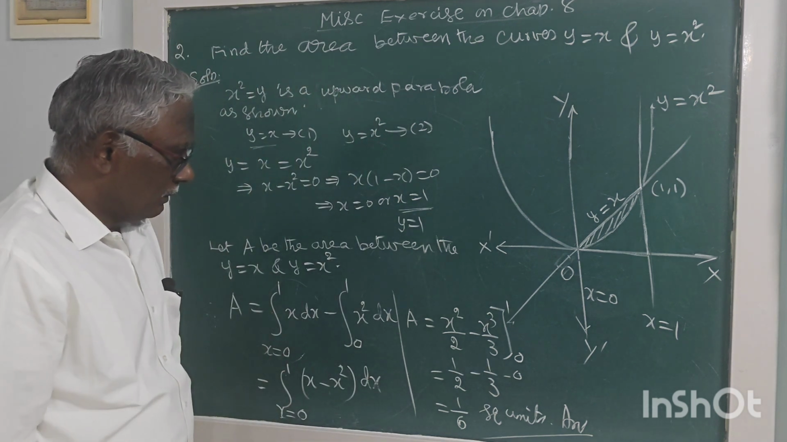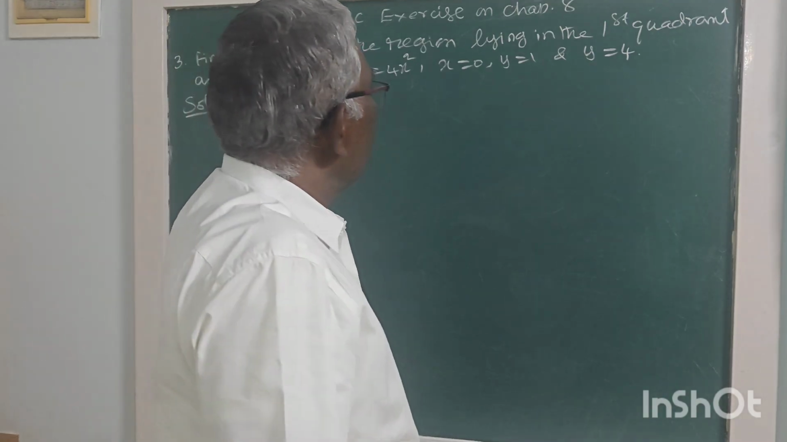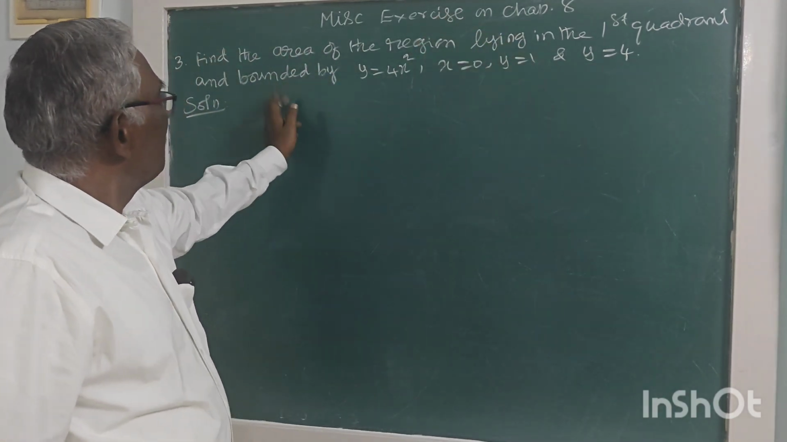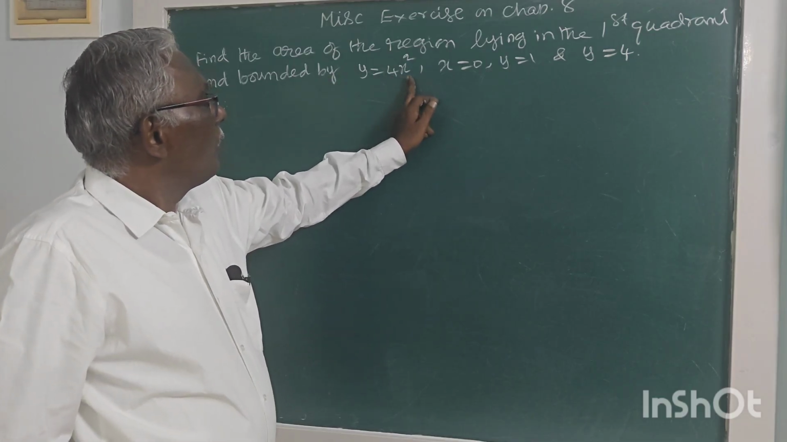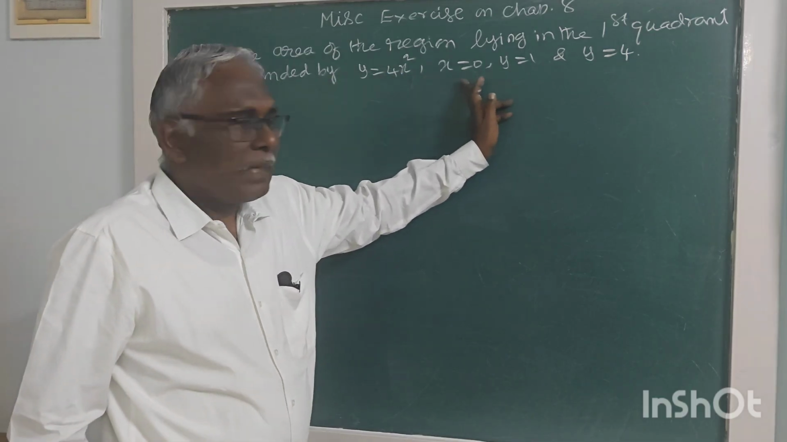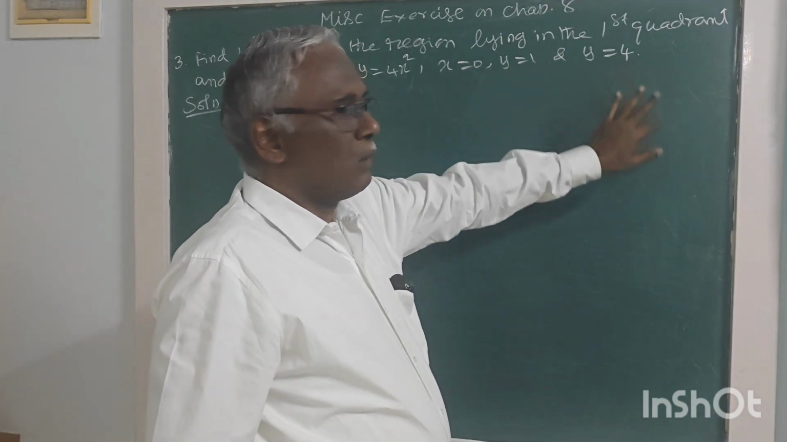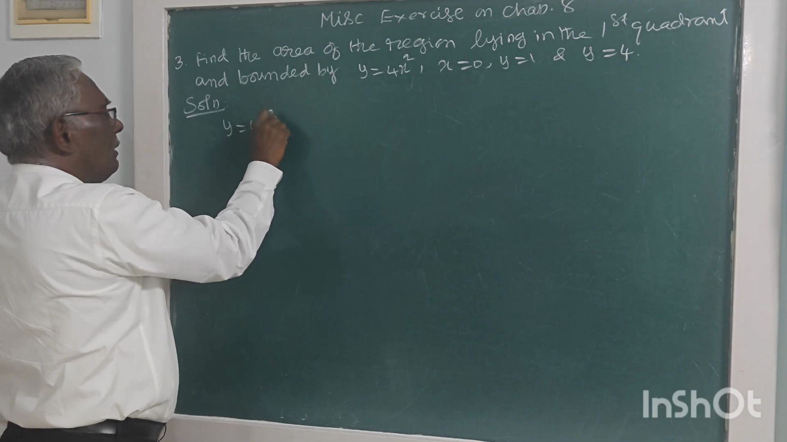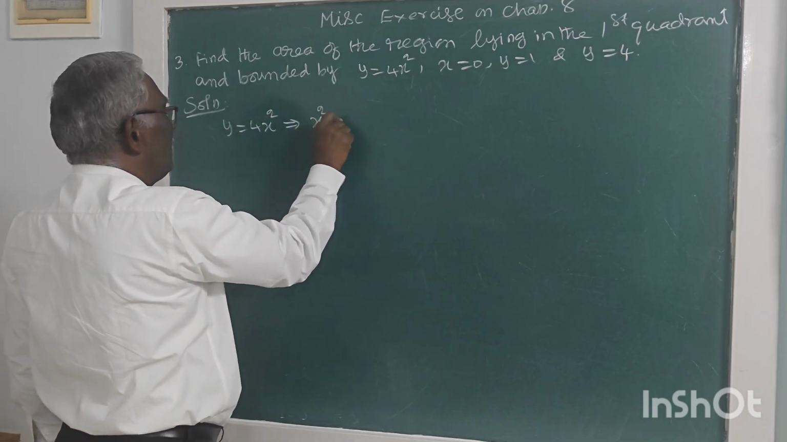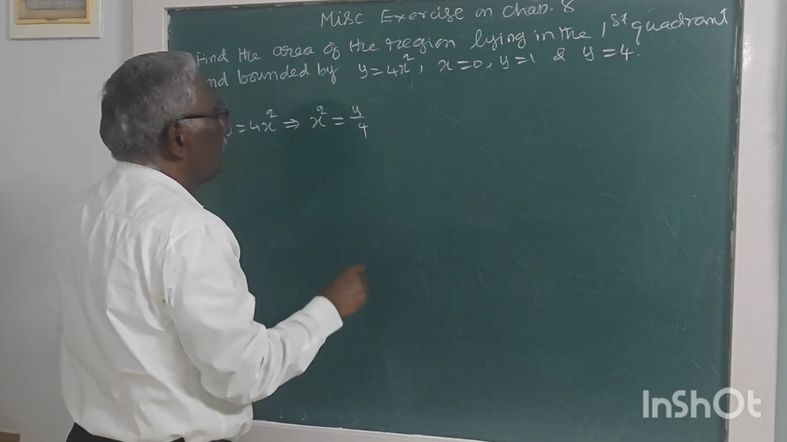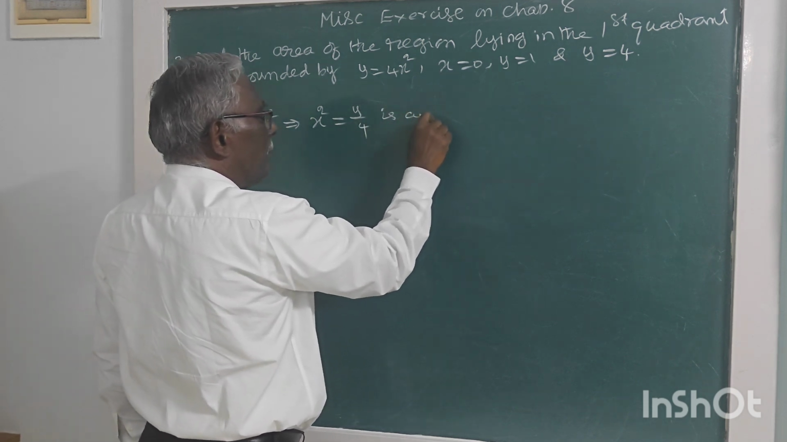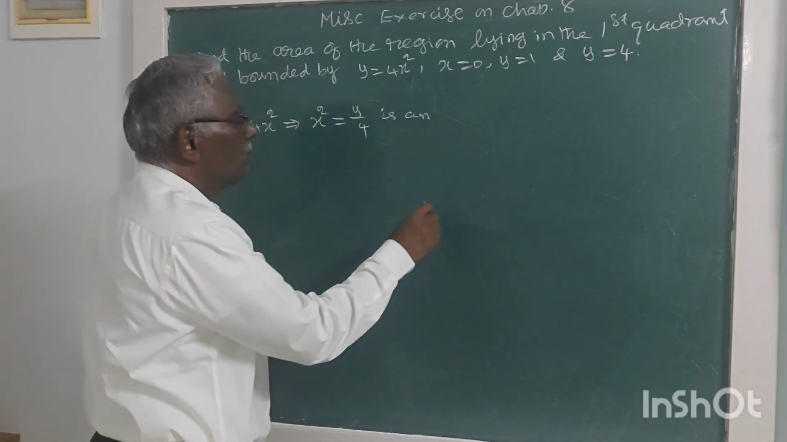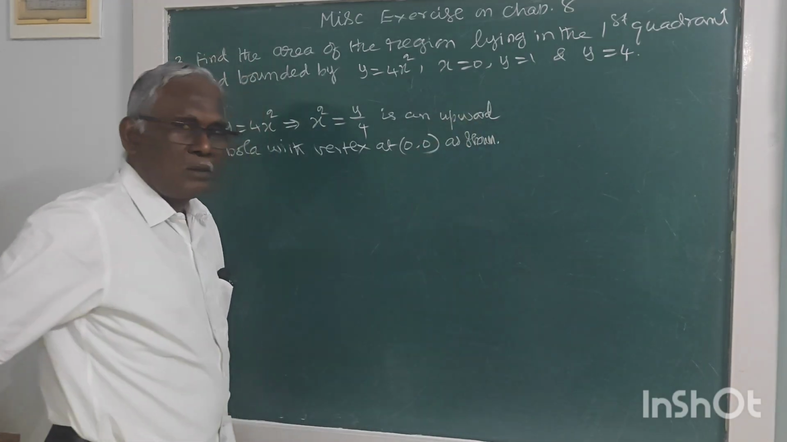In this problem, we have to find the area lying in the first quadrant and bounded by this parabola 4x square is equal to y, and the lines x is equal to 0, y is equal to 1, and y is equal to 4. y is equal to 4x square. We can rewrite this as x square is equal to y by 4, an upward parabola with the vertex at the origin, as shown in the figure.